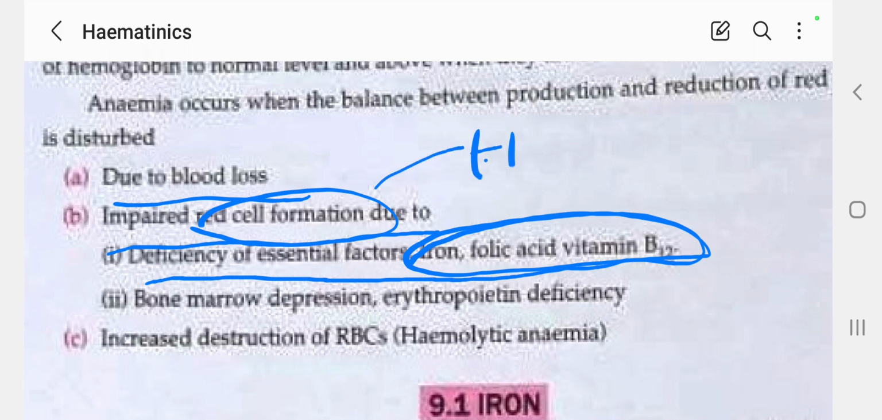So how can we increase the hemoglobin content? If the person takes iron rich food, their hemoglobin content rises, and that hemoglobin will cure the impairment of red cell formation, as well as the deficiency of essential factors like iron, folic acid, and vitamin B12. And bone marrow depression too: if we increase the level of hemoglobin, we can overcome these problems.